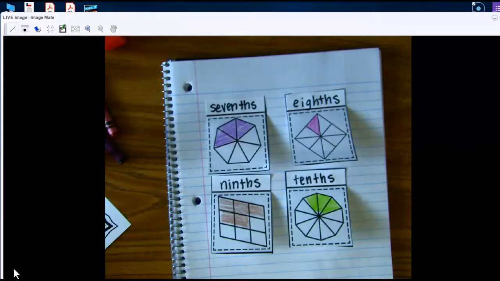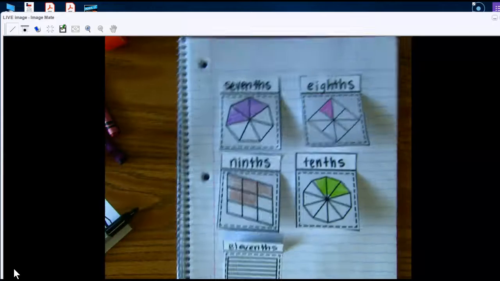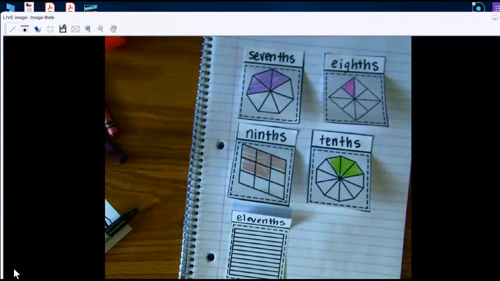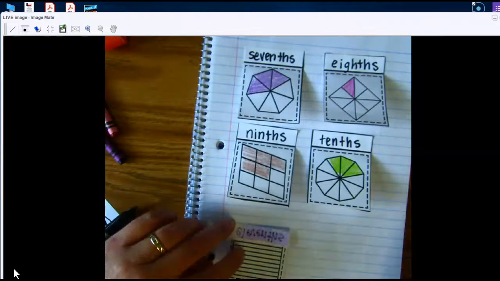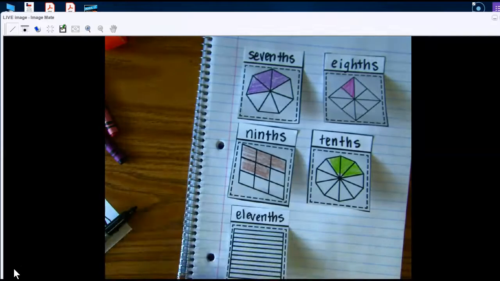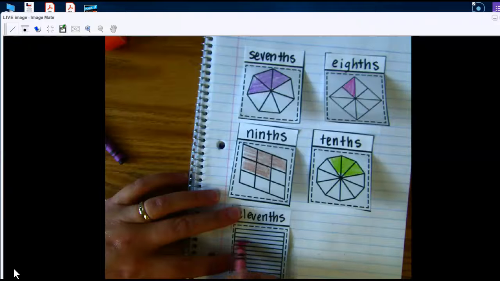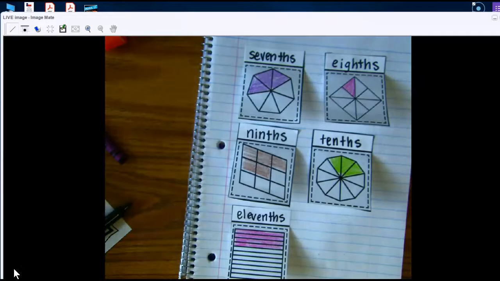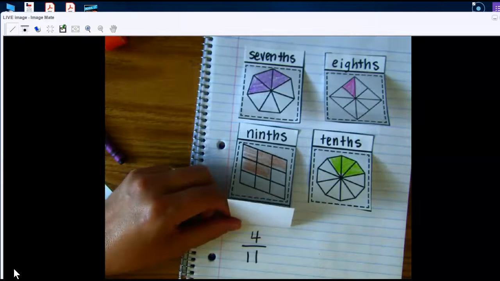The next one is 11ths. Like that. 11ths. Yeah, we got to color that one now. All right, I think I'm going to do 4. Okay, so I have 4 I colored over 11, and that says 4 11ths.